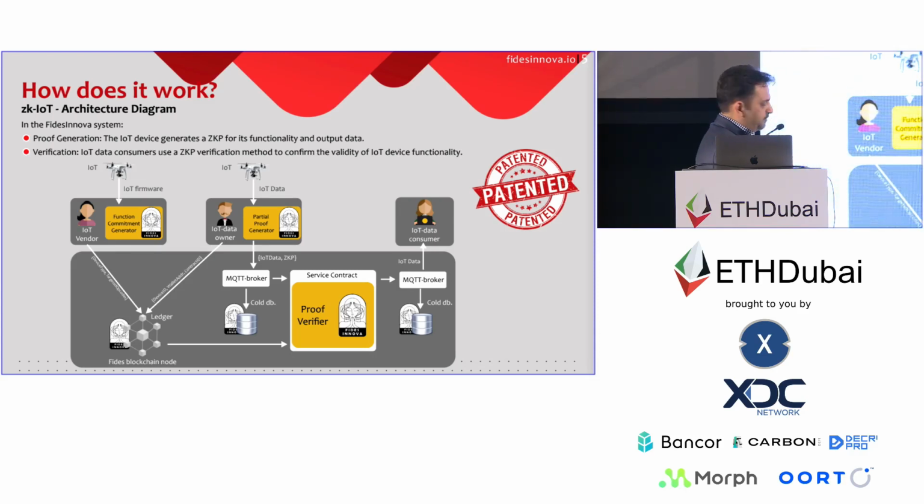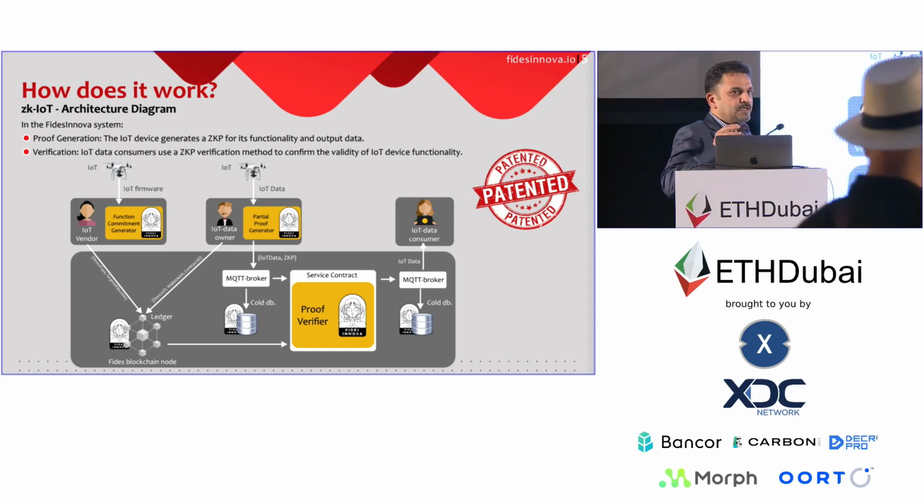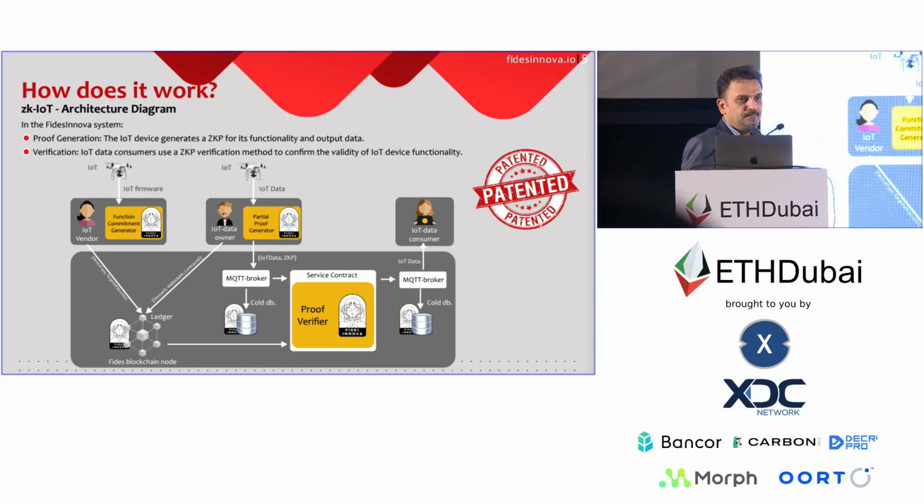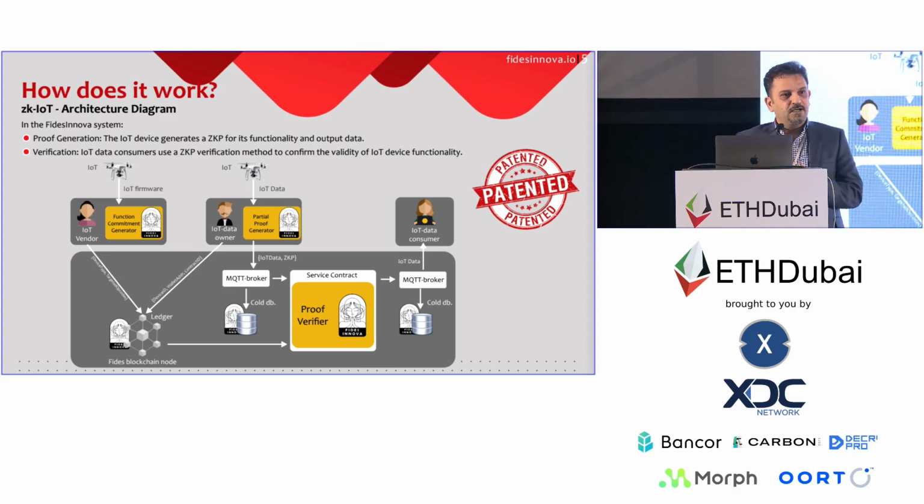How does ZK IoT work? There are three main roles in ZK IoT. The first one is the IoT manufacturer. For example, here, as you see, we have a drone manufacturer. Using ZK IoT technology, the manufacturer can create a commitment for their firmware and submit that commitment on the Fides Innova blockchain. Later, when the IoT device owner sends information on the network, that data comes with a ZKP that can prove that this data is coming from a valid source.